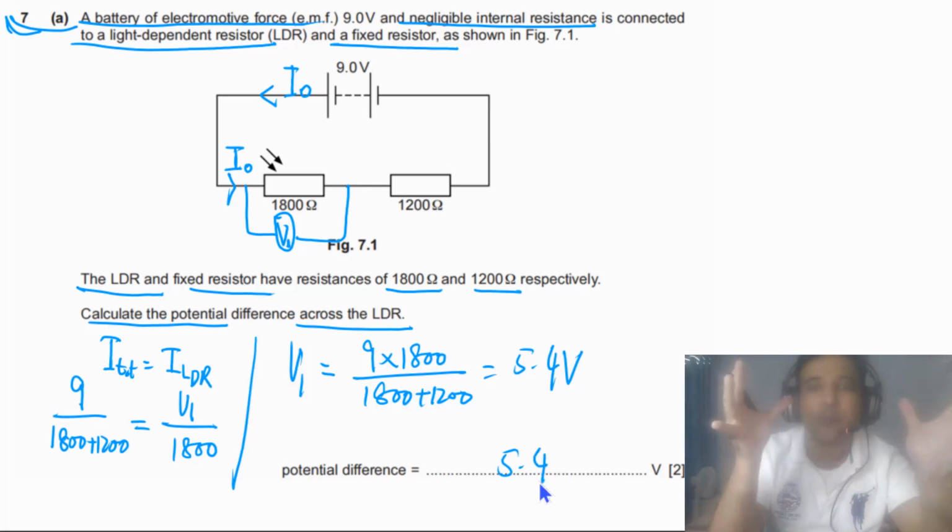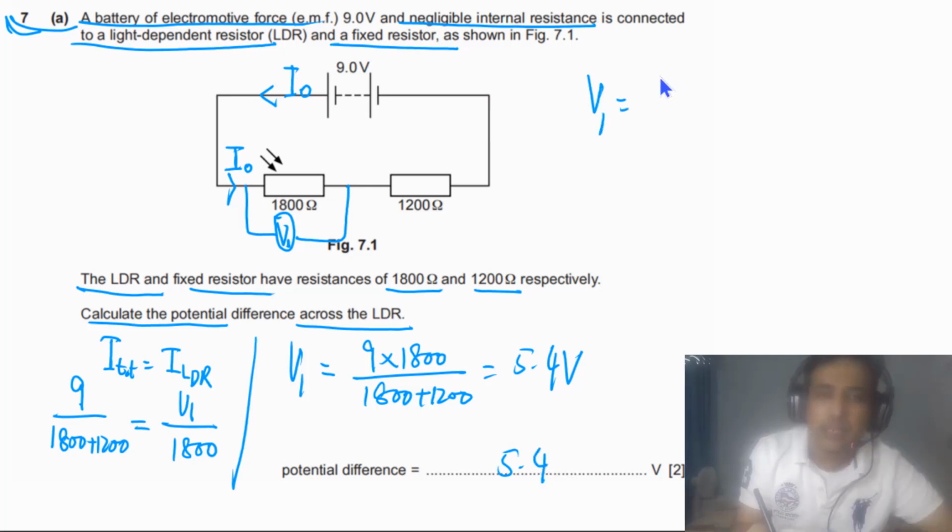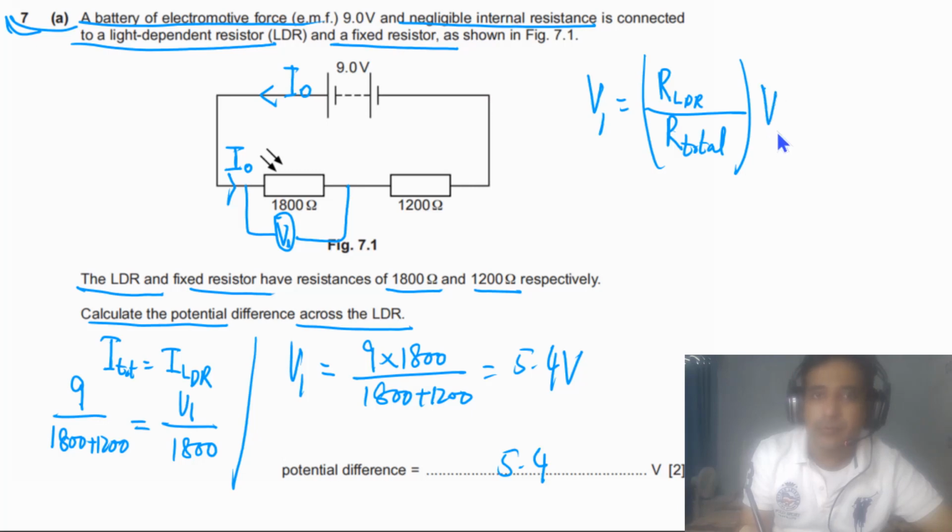So a beautiful way you can answer like this. Most of the time we remember that it is the resistance of the LDR divided by R, the total resistance in the circuit, multiplied by the EMF of the power supply, V0. This is only true if resistors are connected in series. Simply you can understand the current is the same: the total current is equal to the current passing through the LDR, so we can equate these currents and we can derive this one.